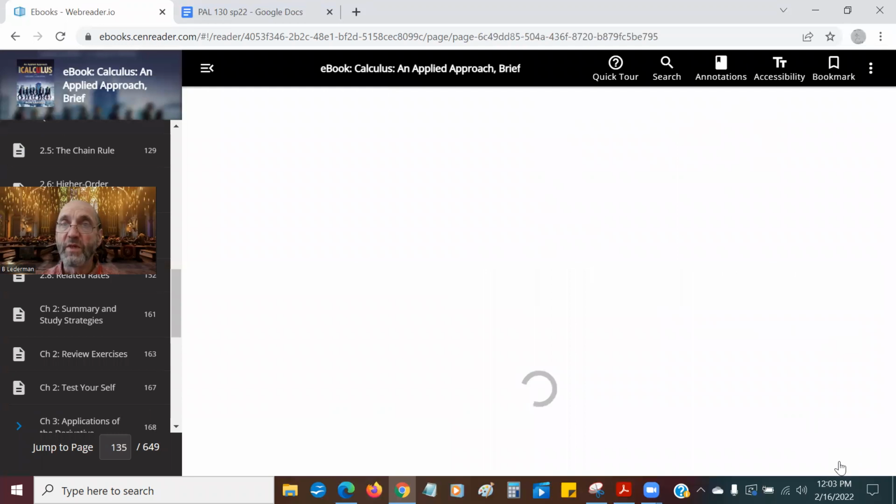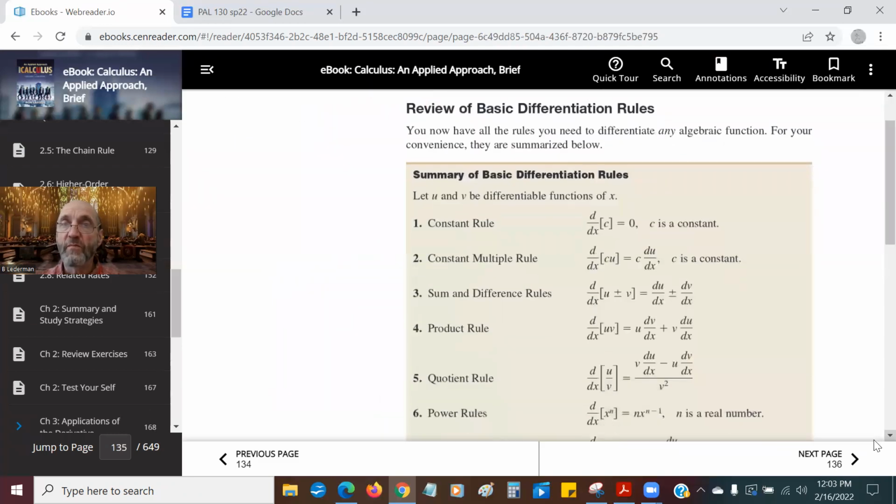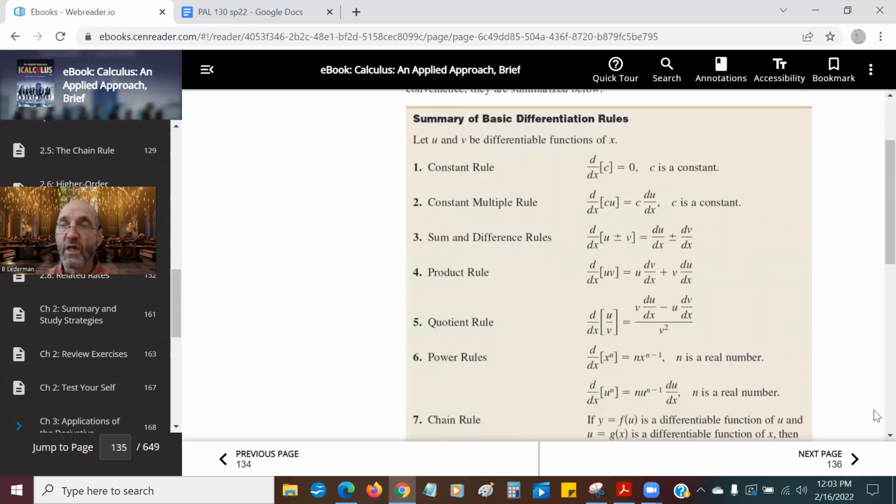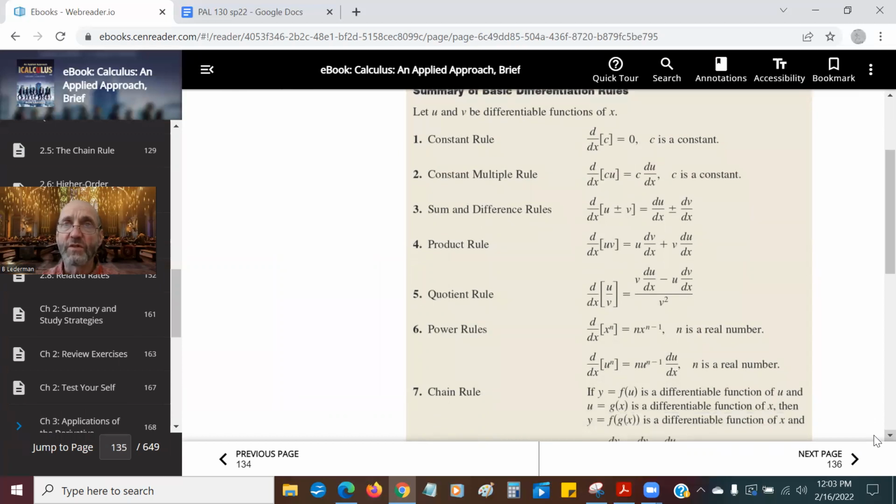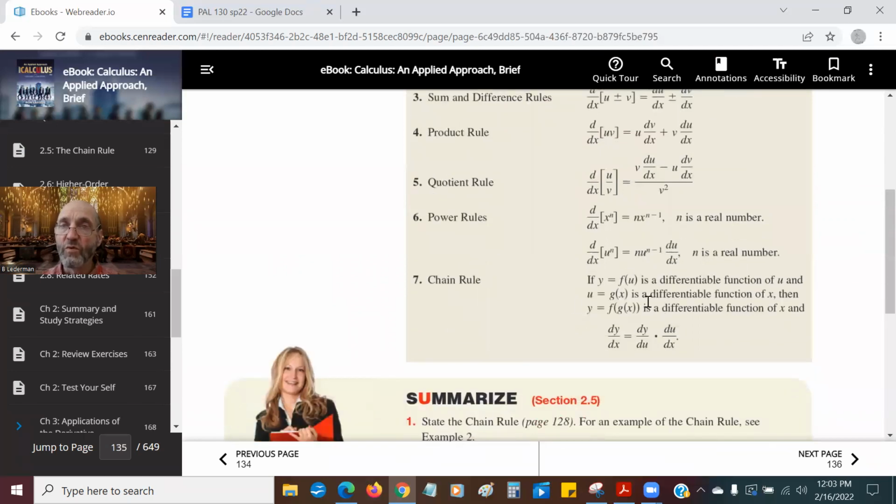Now we're going to just lay some basic rules on you. You have the constant rule, the constant multiple rule. A lot of these we've discussed already. The sum and the difference, product rule, quotient rule, the different power rules, and of course the chain rule. It's funny, writing the chain rule is harder than actually just working a problem out with it. But either way, that, my friends, is the story.